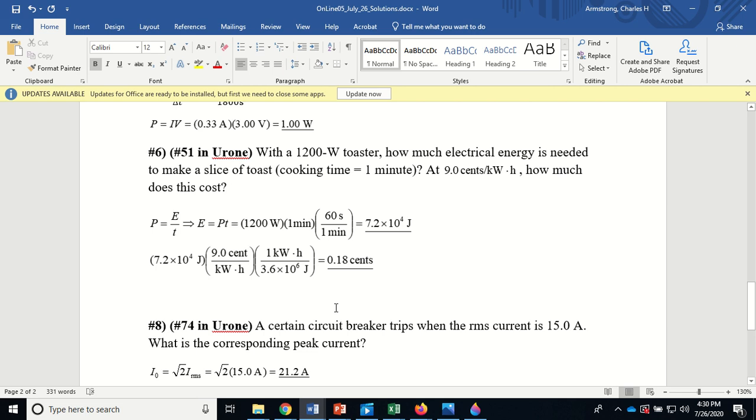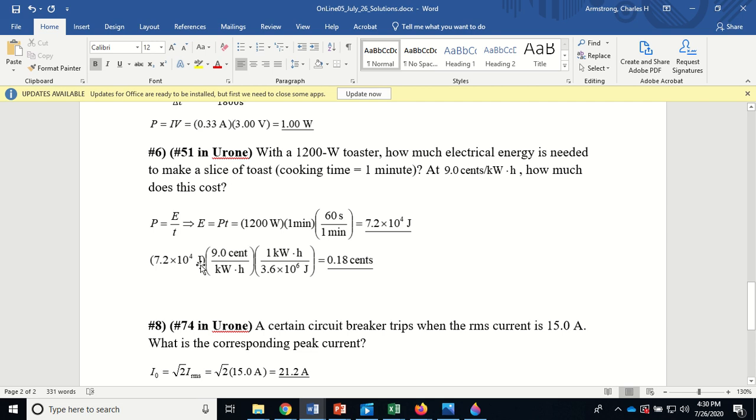Okay, and then with a 1,200 watt toaster, how much electrical energy is needed to make a slice of toast? Cooking time 1 minute at 9 cents per kilowatt hour. How much does this cost? All right, so the energy is going to be power, 1,200 watts, times the time. Okay, 1 minute or 60 seconds. So 1,200 watts times 60 seconds, basically, you're going to use 7.2 times 10 to the 4th joules.